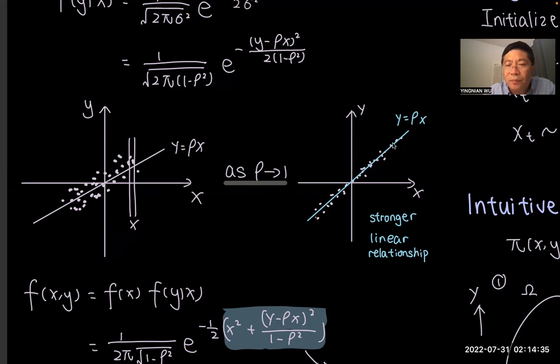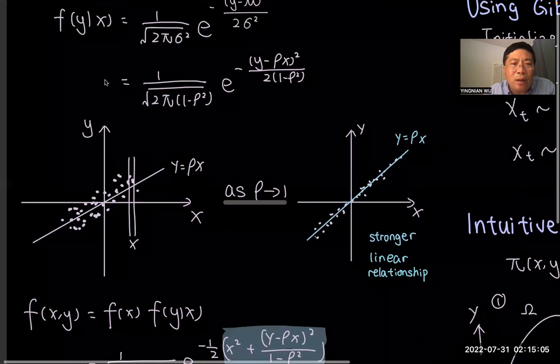This rho is called the correlation. The correlation is always a number from negative 1 to 1. The sign of rho indicates whether it is a positive or negative relationship, and the magnitude of rho, whether it is close to 1 or not in absolute value, indicates how strong the linear relationship is. Okay, so this is the idea behind the Gibbs sampler.